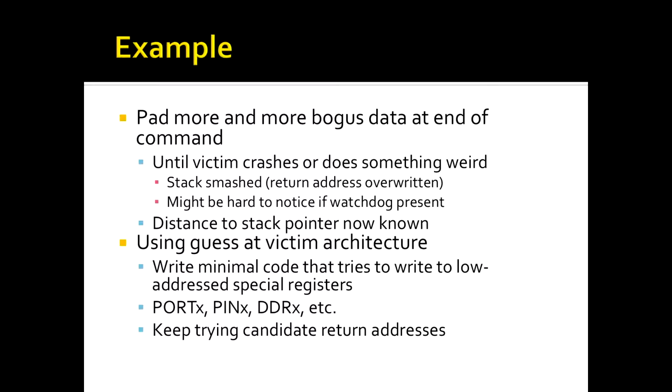You can write a tiny little program that tries to write to low address special registers. Like on the Motorola 6800, for example: PORT, which is the output pin value; PIN, which is the input pin; and DDR, which is your data direction register. Start playing with those and see if you can get your I/O pin, or one of the important pins on your victim, to toggle all of a sudden, because now you know that those pins exist and how they're mapped into memory.